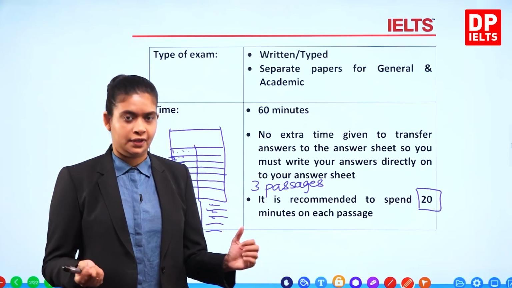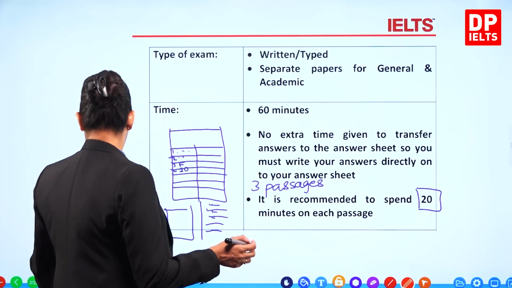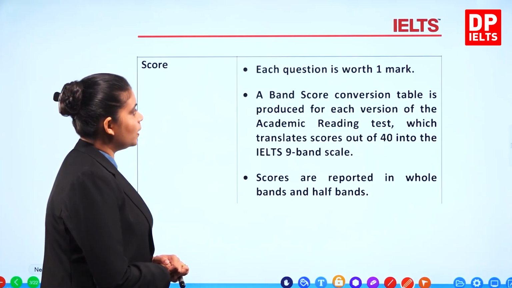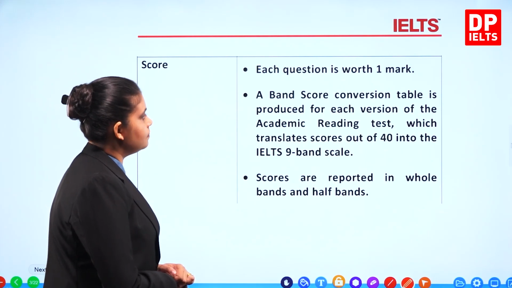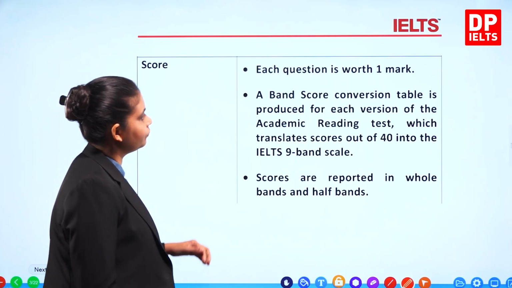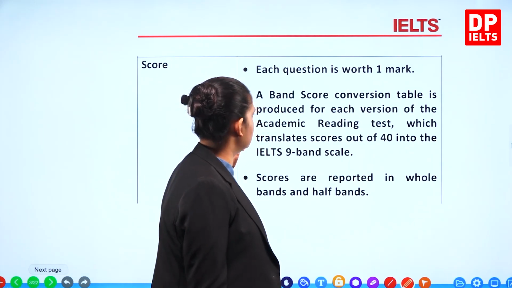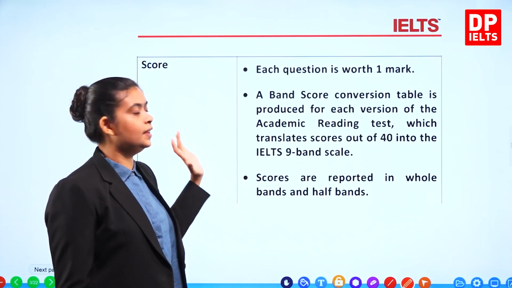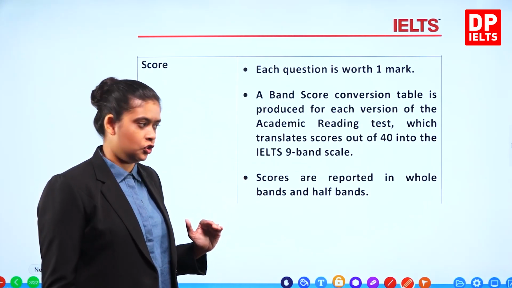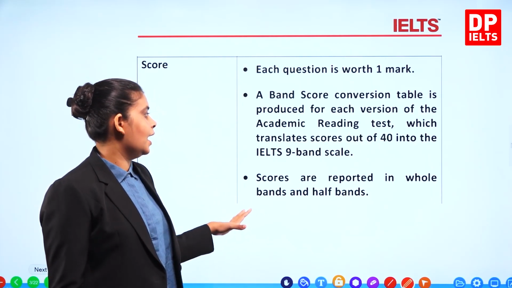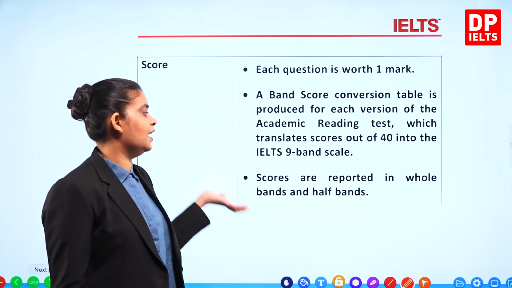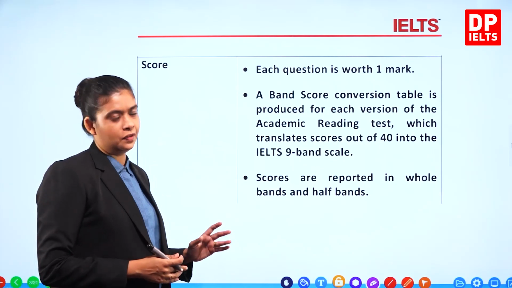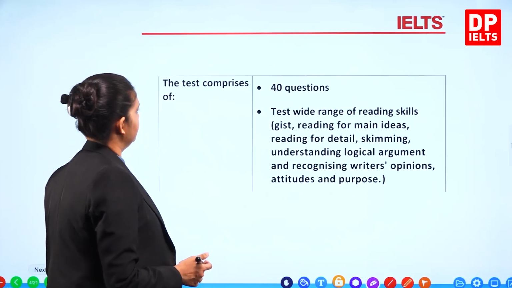That is the only difference, right? Okay, so the score. Each question is worth 1 mark, okay? A band score conversion table is produced for each version of the academic test. So you will get out of 40, how much should you get to get a 7, right? The scores are also reported in half bands. I'll show you how the scores are calculated in a bit, right? Let's follow through.